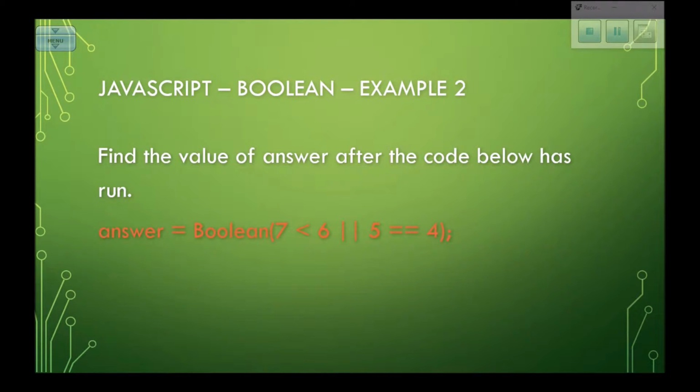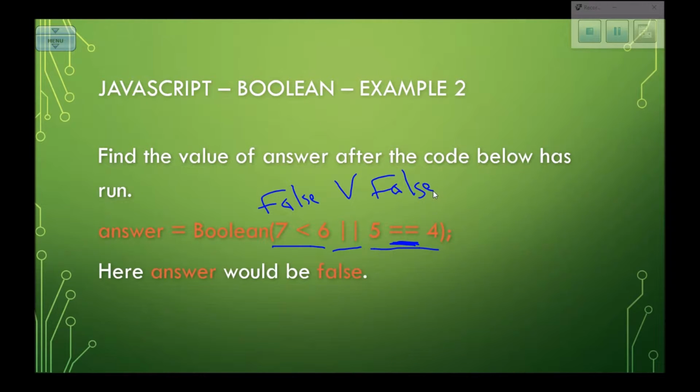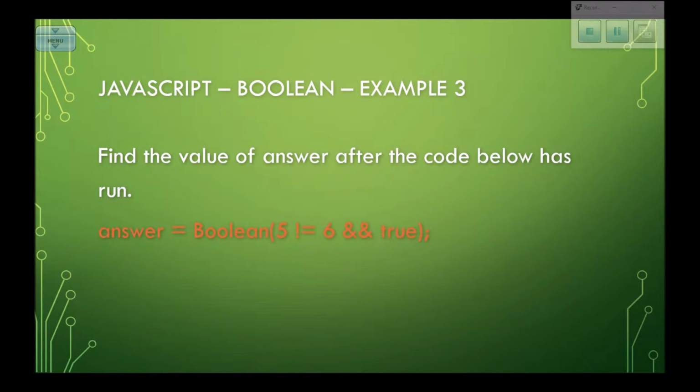Here, answer is Boolean 7 is less than 6. Okay, that's false. Or 5, remember this says, is equal to 4. 5 is equal to 4. That's false. False or false is false. So here, answer is going to have the value false. Okay, and the next one, answer equals Boolean 5 is not equal to 6. 5 is not equal to 6. And two ampersands. True. True and true is true. So this guy is going to be true. Answer would be true.